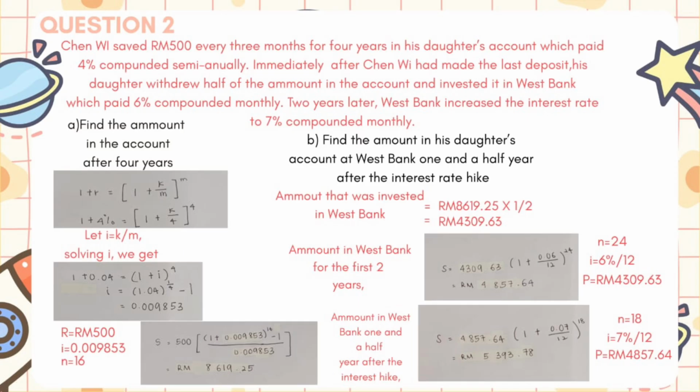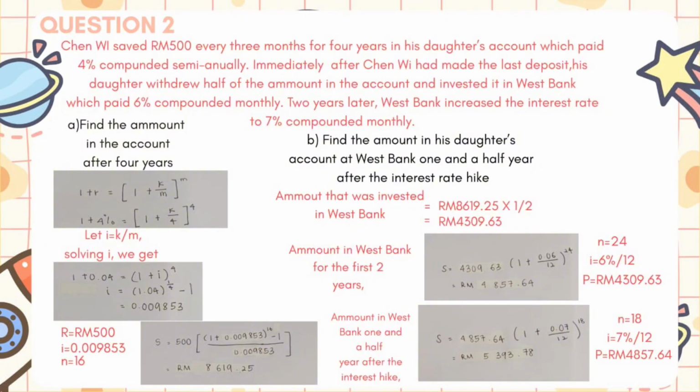Question B. Find the amount in his daughter's account at WasteBank 1.5 years after the interest rate hike. First, we need to find the amount that was invested in WasteBank. To find the amount, we need to divide the amount from question A by 2, because it said that his daughter withdrew half of the amount in the account and invested in WasteBank. So the amount would be RM 4,309.63.